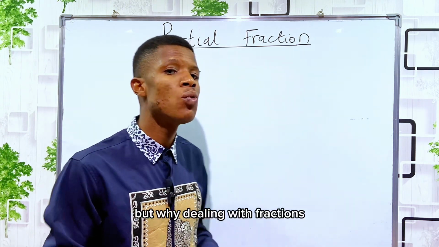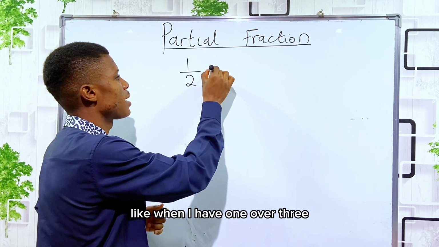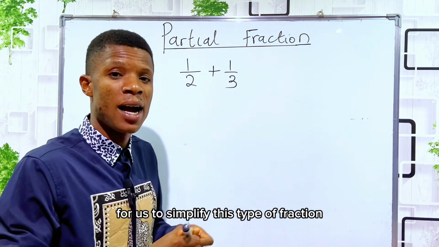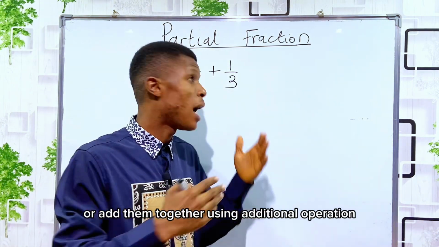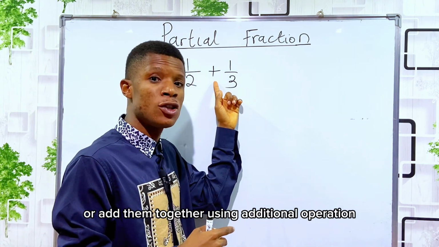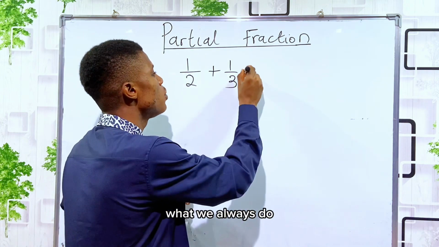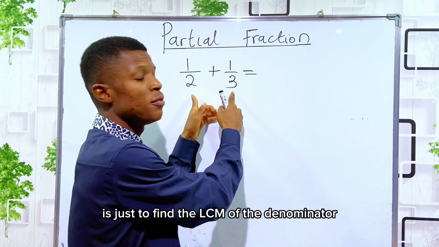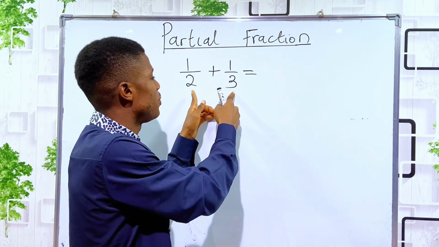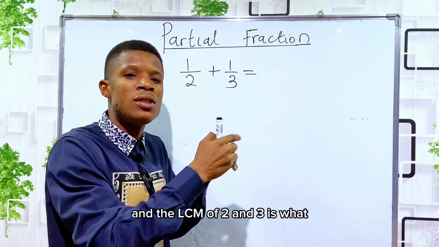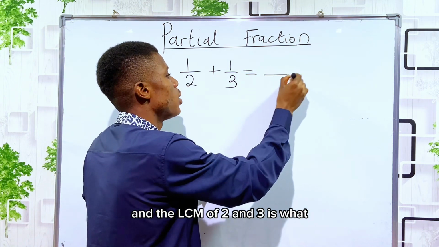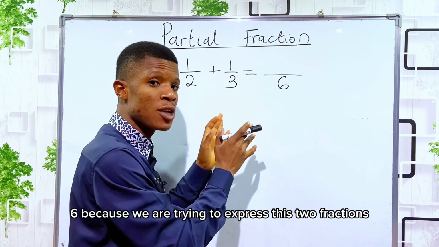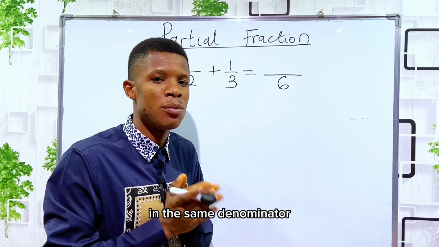But while dealing with fractions, like when I have 1 over 2 plus 1 over 3, for us to simplify this type of fraction or add them together using the addition operation, what we always do is find the LCM of the denominators, which are 2 and 3. And the LCM of 2 and 3 is what? 6. Because we are trying to express these two fractions in the same denominator.